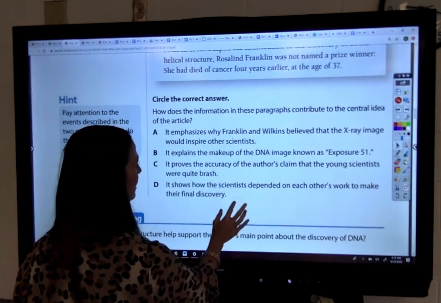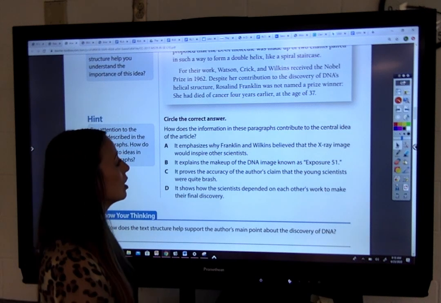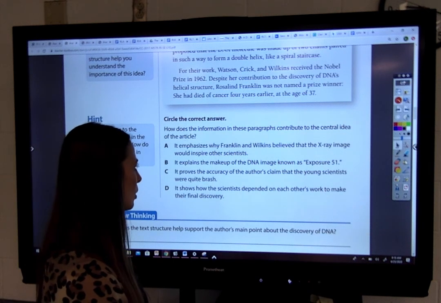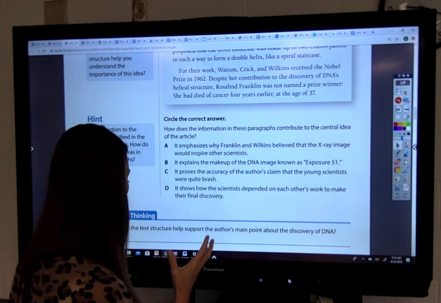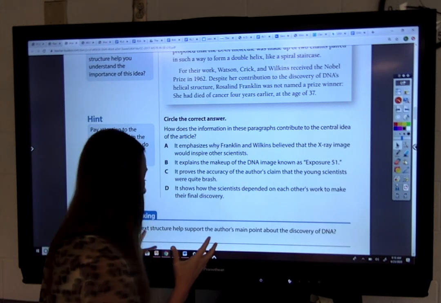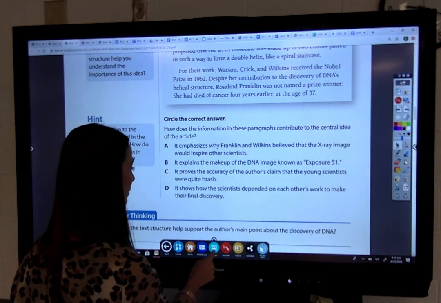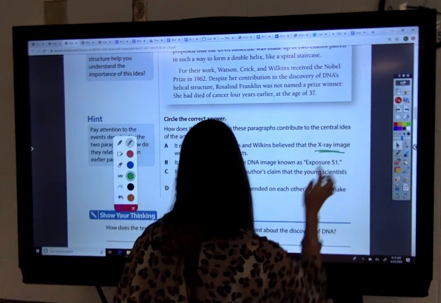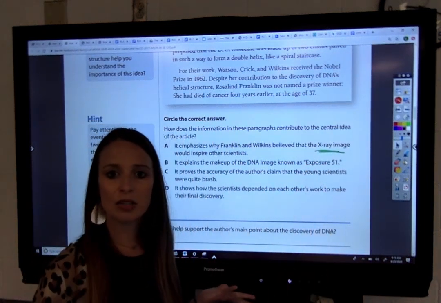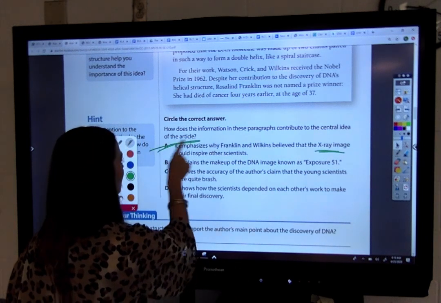So it emphasizes why Franklin and Wilkins believed that the X-ray image would inspire other scientists. Well, we already said the whole article, they keep mentioning it's about discovering the DNA molecules and the structure of the DNA. Does it really have anything to do? Is it all about X-ray? Mm-mm. It's nothing to do with the X-ray. It's all about them discovering the DNA molecule. So we know it's not A.